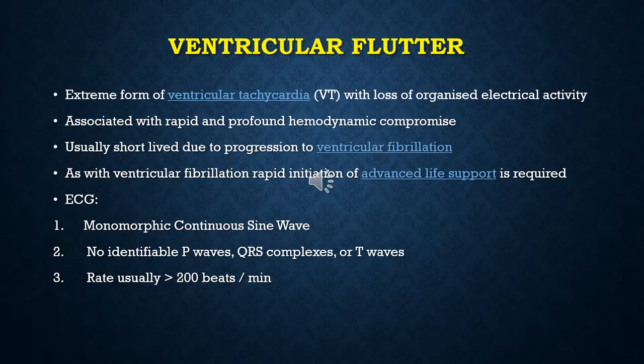So what's ventricular flutter? It's an extreme form of ventricular tachycardia with loss of organized electrical activity associated with rapid and profound hemodynamic compromise. في الـ ventricular flutter بما إن الـ heart rate بيبقى عالي قوي اللي عنده غالبا هيكون جاي لك hemodynamically unstable، يعني هيبقى جاي لك يا إما shock يا إما hypotension يا إما syncope يا إما heart failure. So it is a more serious condition than flutter, than fibrillation.